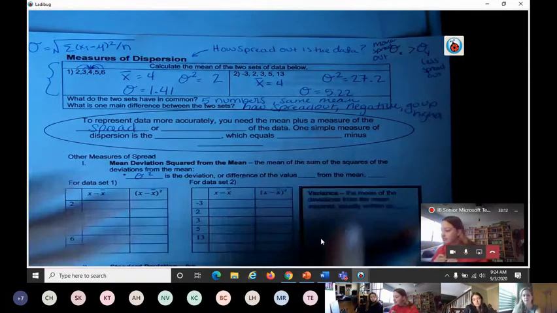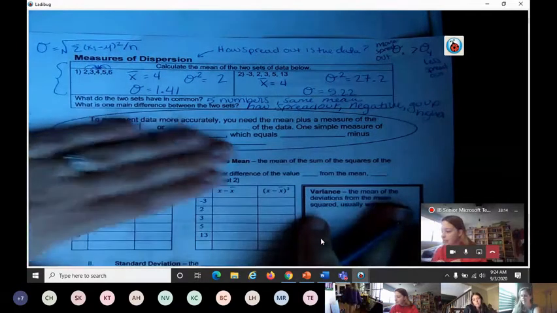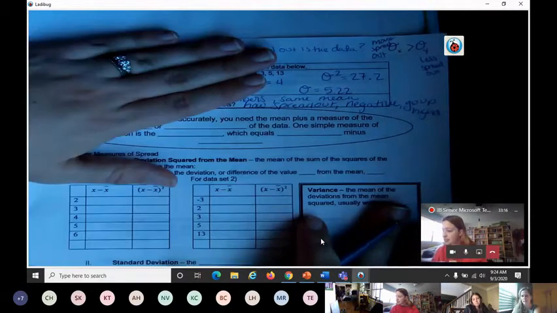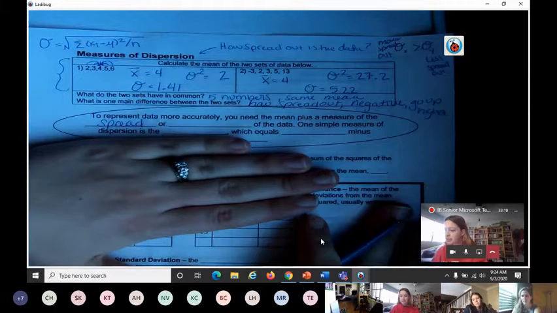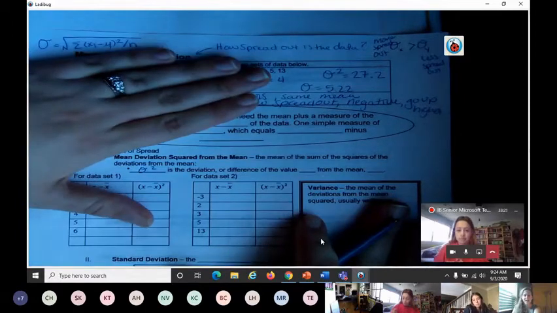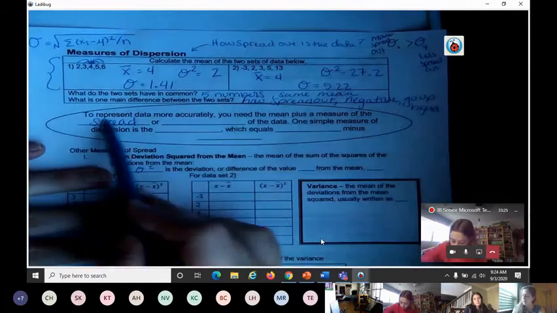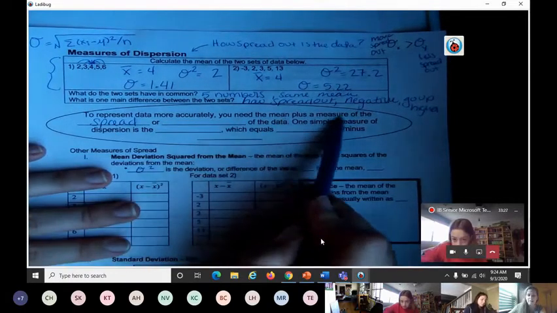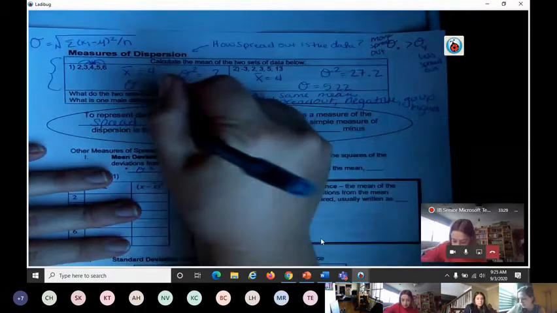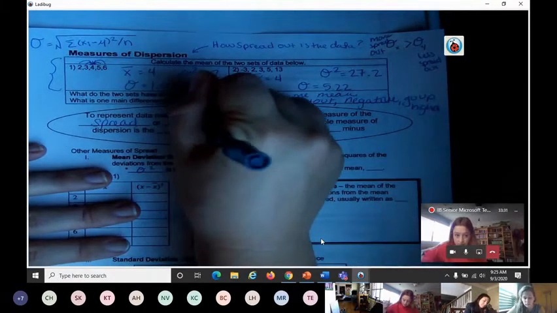Because the bulk of the information is right here, but they start off with an example. So let me explain it first, and then we'll come back. I'm really sorry. I should have thought about this for a second. Okay, so to represent the data more accurately, you need a mean plus a measure of the spread or dispersion of the data.